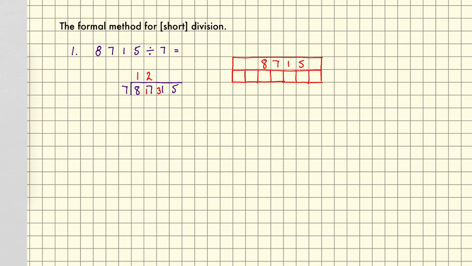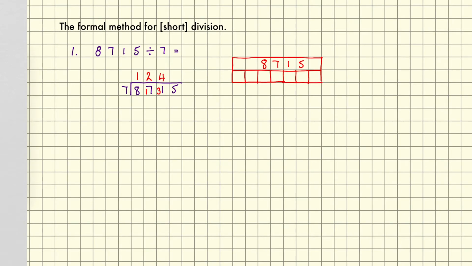And then again, how many 7s go into 31? We count in 7s. 7, 14, 21, 28, 35. So 7 times 5 is 35. That's too big. So we go back to 7 times 4. 7 times 4 is 28, which leaves us a remainder of 3. There. And then we have 7.